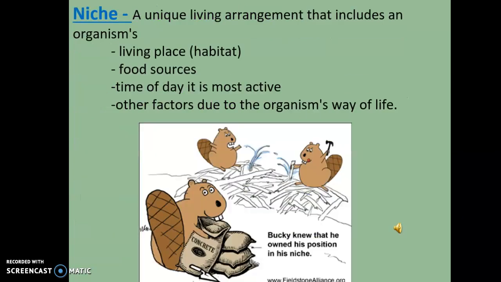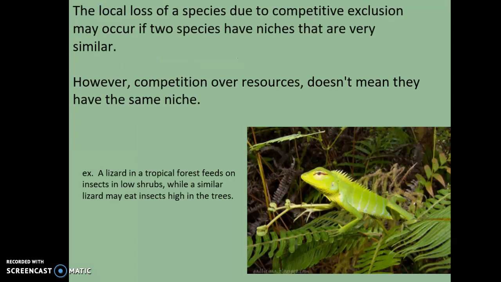A niche, well, that's a unique living arrangement that includes the organism's living place, its food sources, its time of day it's most active, and other factors due to the organism's way of life. So every creature has its own niche. A local loss of species due to competitive exclusion may occur if two species have niches that are very similar. However, competition over resources doesn't mean they have the same niche. So a lizard in a tropical forest feeds on insects and low shrubs, while a similar lizard may eat insects high in trees. So they have two different niches.